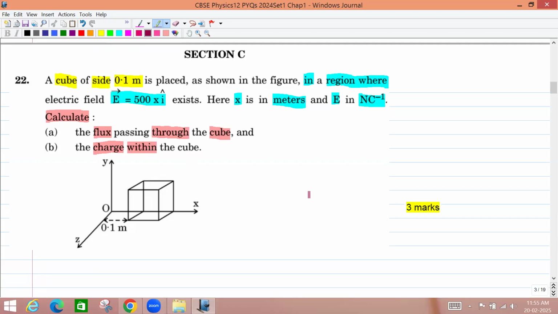This is a straightforward question. A similar question is there in the NCERT solved example. Important question.